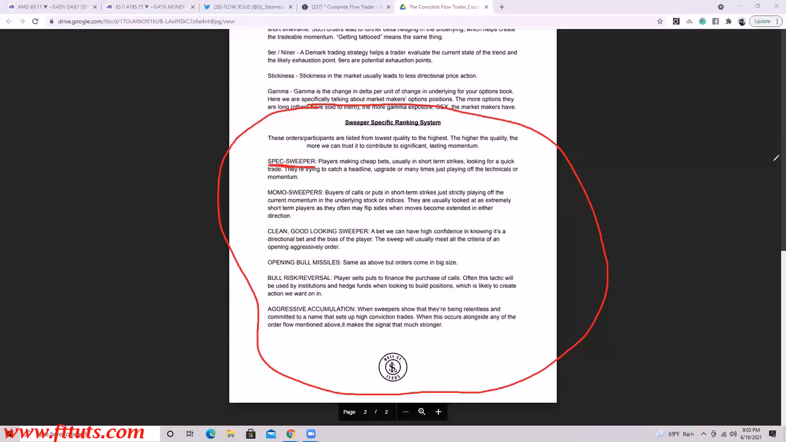All right. A spec sweep is a cheap, short-term bet, right? Likely in weeklies, front month, on a name looking to either play off, looking to catch some news or playing off the momentum. Okay, so it's not a bet. A spec sweep is not a bet over the intermediate term on a name, right?